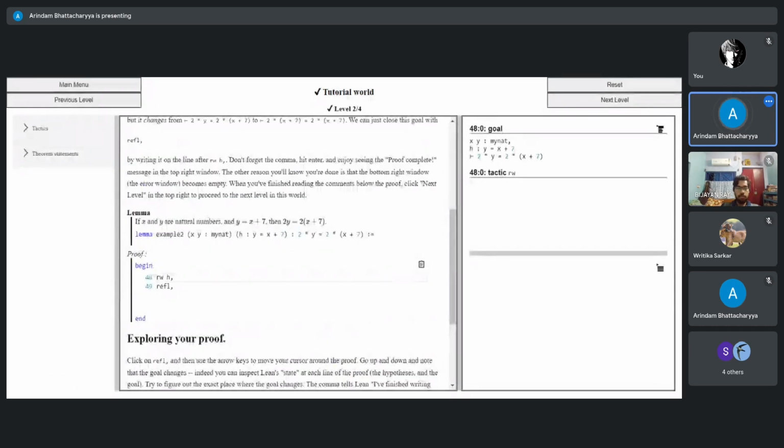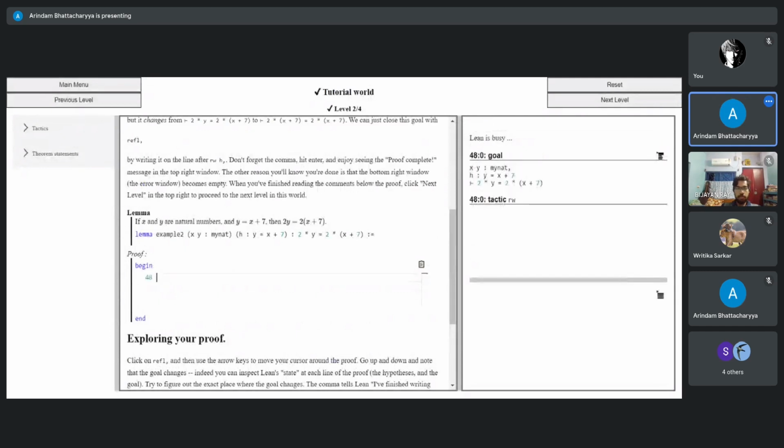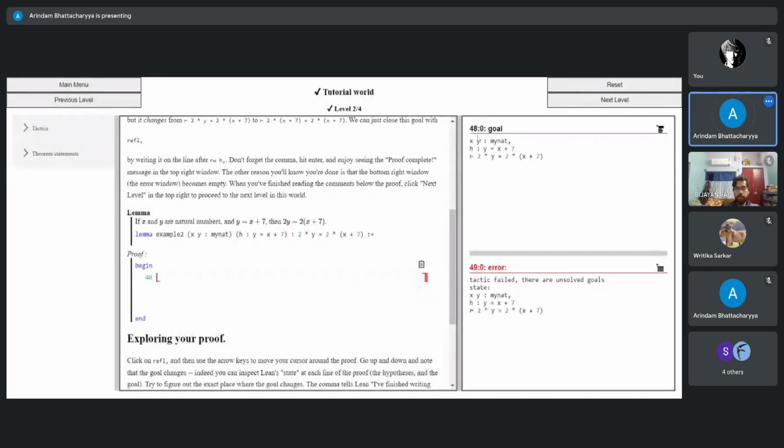The next one. So we have in given information x, y are MyNat, and we have an extra hypothesis which says that y equal to x plus 7. And we want to prove that 2 star y equal to 2 star x plus 7. And just REFL won't work, right? Because there is some sort of cleverness involved. The cleverness being the fact that I have to use the hypothesis H.